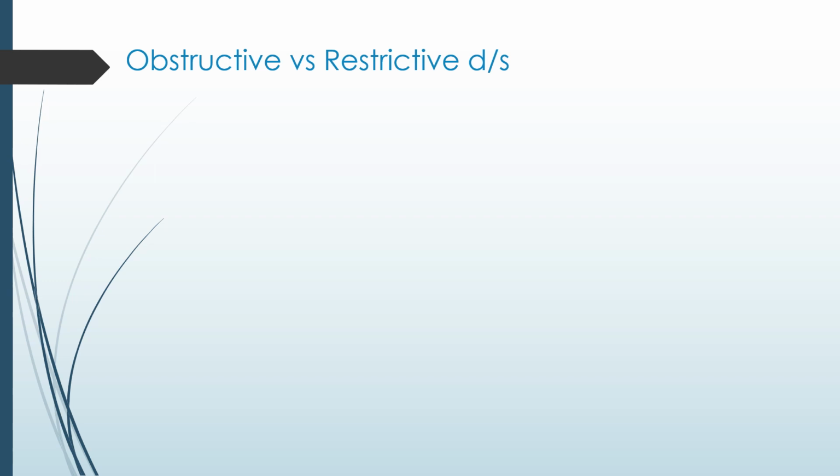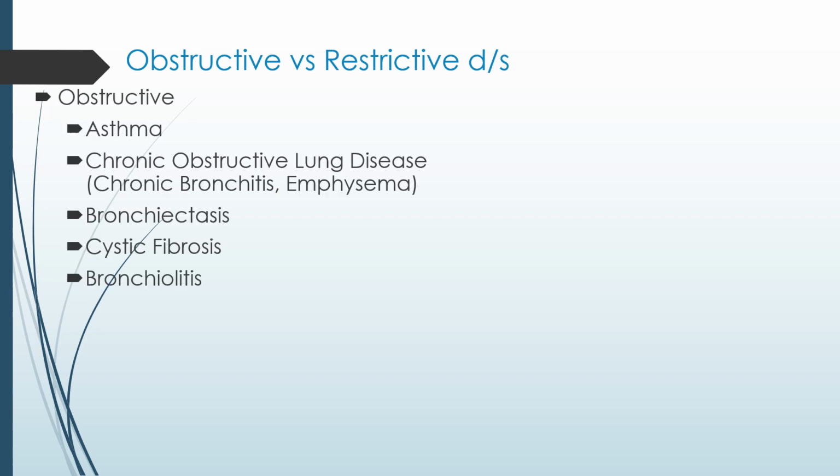Let us discuss both the disorders. So obstructive disorders: bronchial asthma and chronic obstructive lung diseases, bronchiectasis, cystic fibrosis and bronchiolitis. These are all of obstructive type, by which it is difficult for the patient to expire.